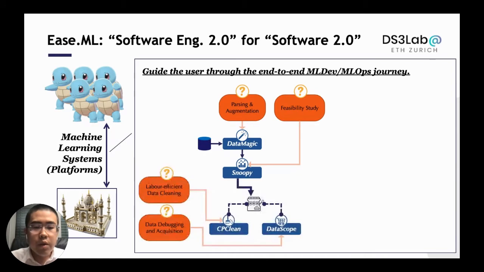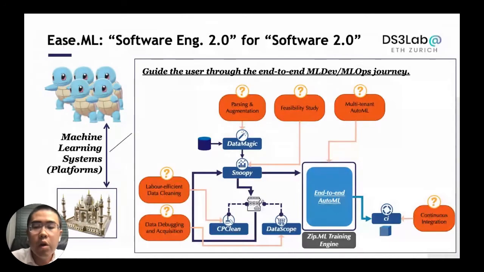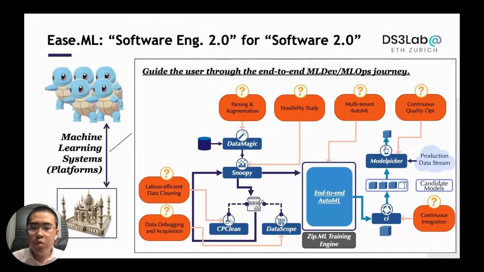And then it goes through active data cleaning and data acquisition, to really try to improve the data artifact. And then it comes to the AutoML system, which gives you a stream of machine learning models. Here we are also curious about how to do continuous integration and continuous delivery of machine learning models, and how we can really continue to optimize their quality and conduct adaptation given the production data stream. So we have been looking at different stages in this picture, and we have two observations.